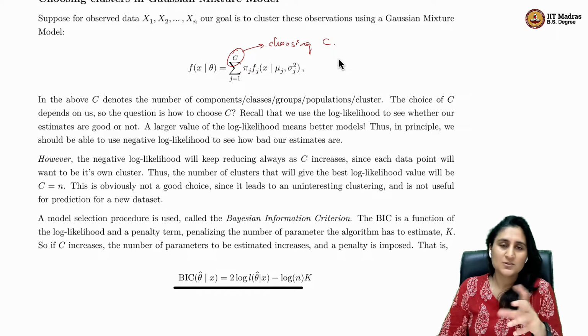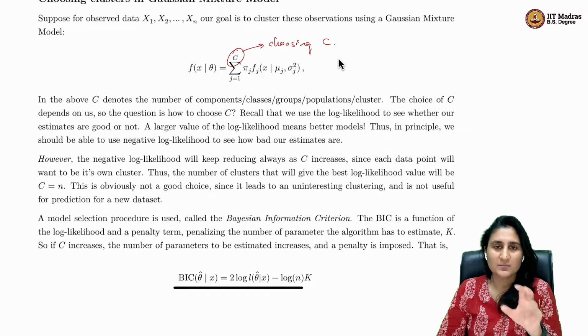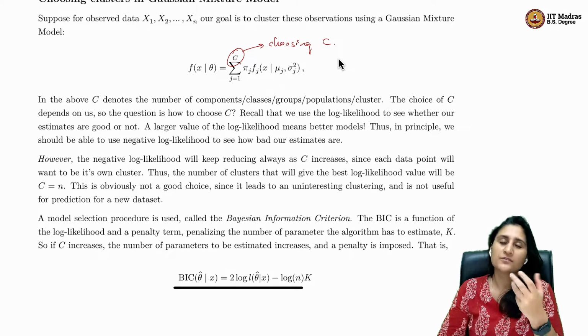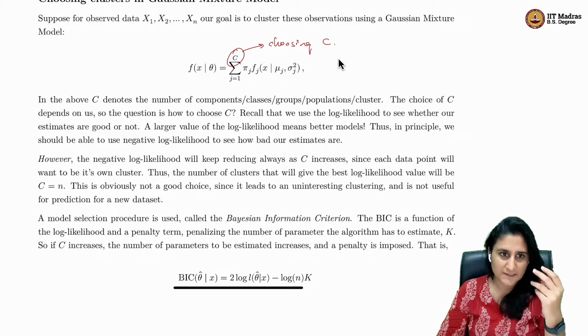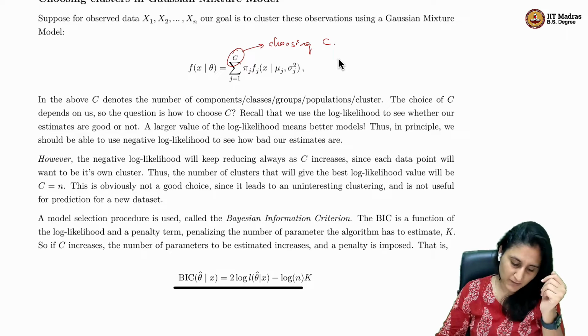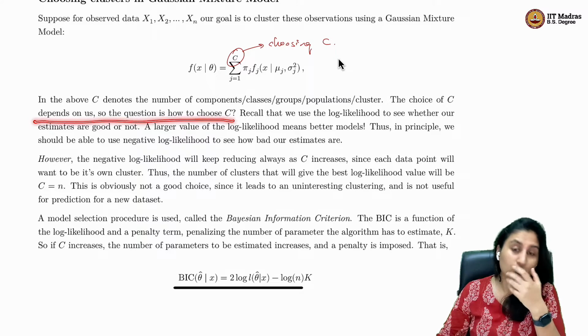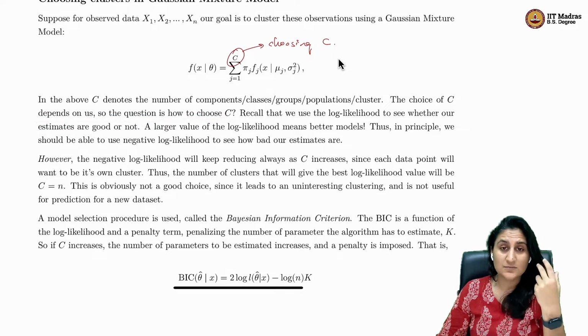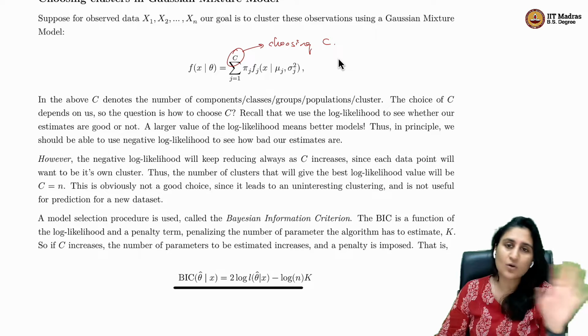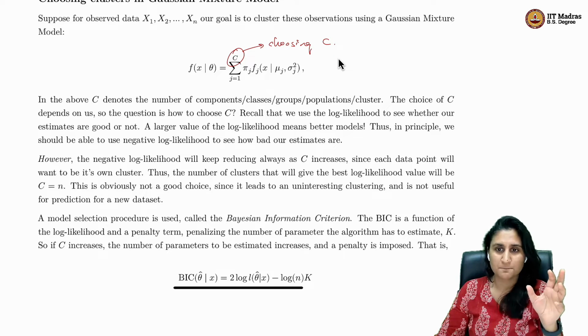But in many cases, we have no idea on the type of clusters that we expect and the number of clusters that we expect. So the question is, how do we actually end up choosing C? How do you choose C, right? Should C be 2? Should C be 3? Should C be 4? Are there no clusters, as in C equals 1, where all of the data is from one Gaussian?